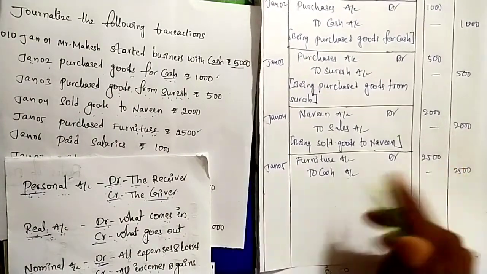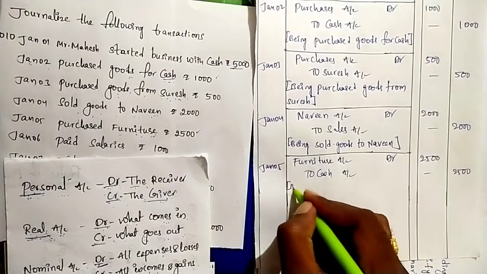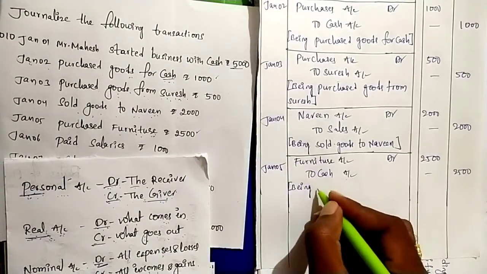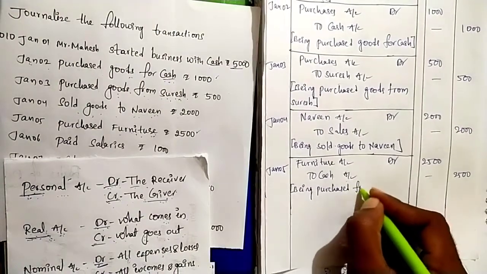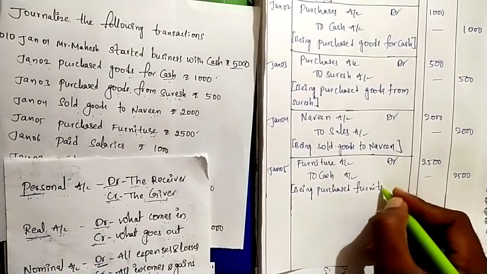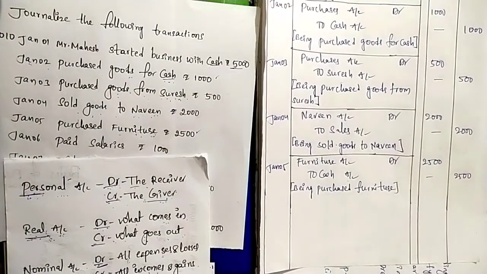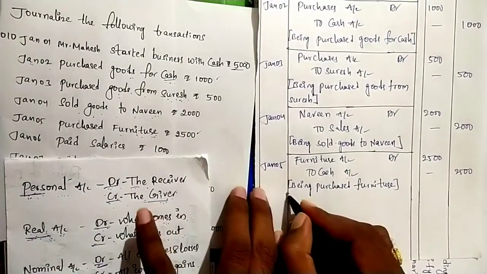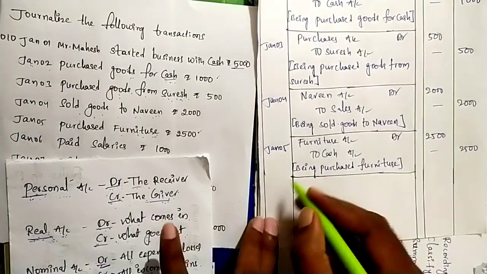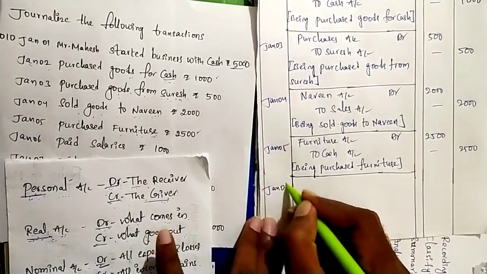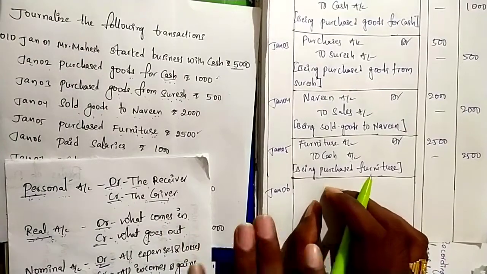2500 in credit column. See this, being purchased furniture. That's it. Being purchased furniture. Next, coming to 6th, January 6th.